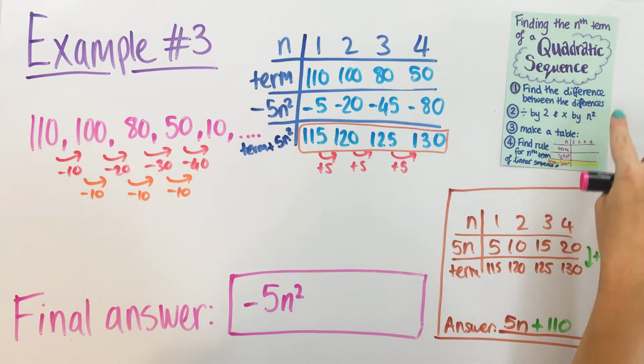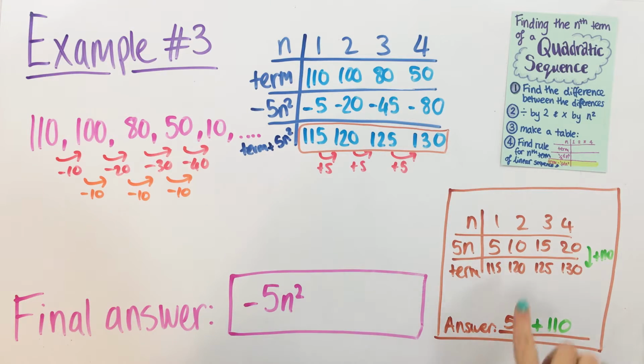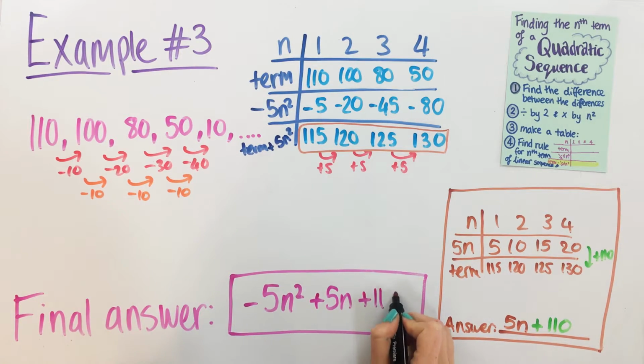We then go back to our quadratic sequence card. And so we've done step 4 here. So now we fill in this answer in our final answer box. So we're going to add 5n plus 110. So that's our final answer.